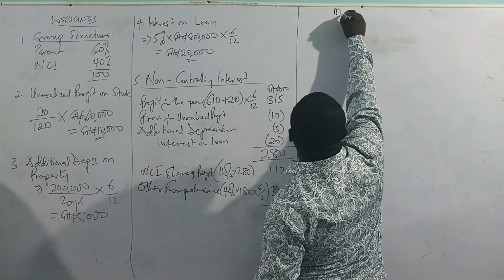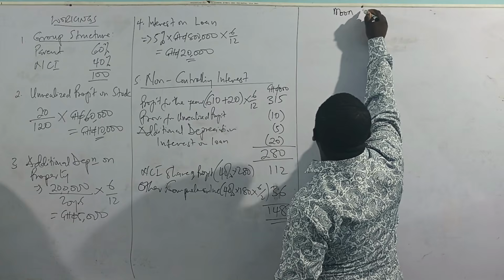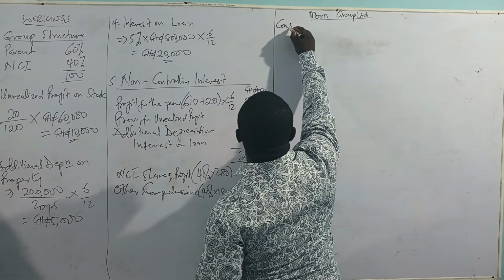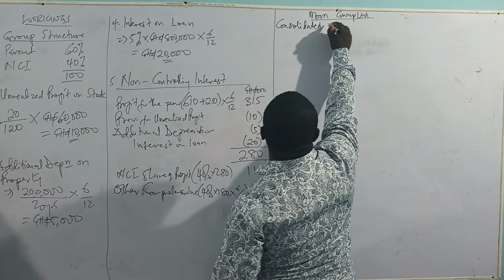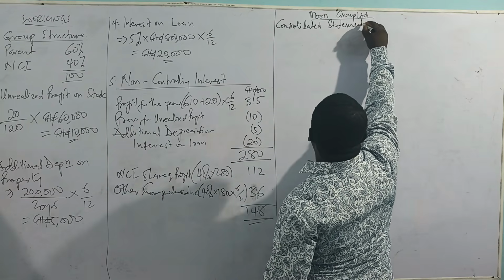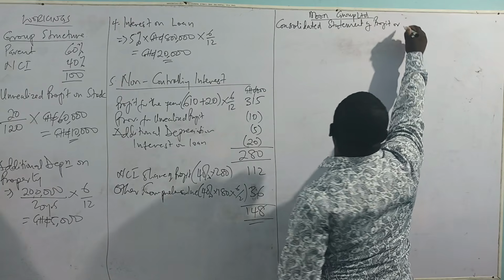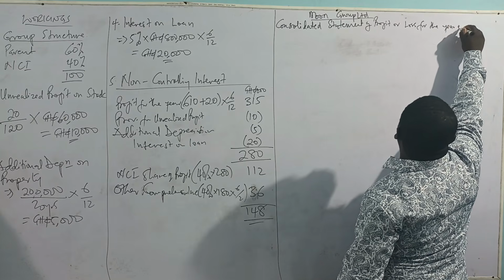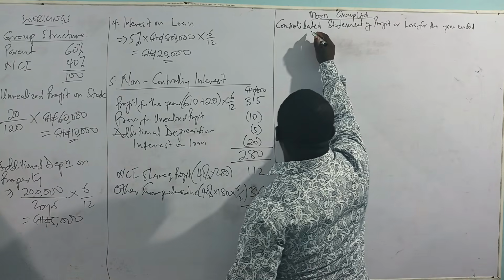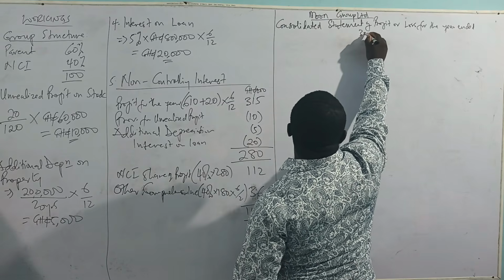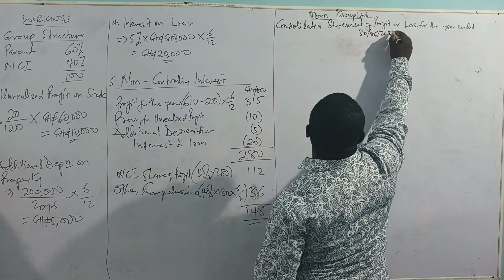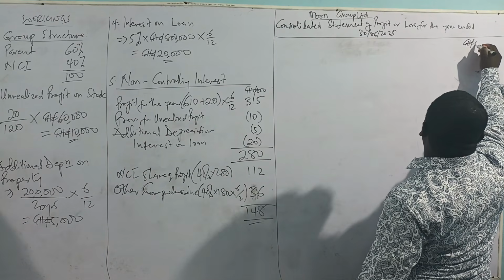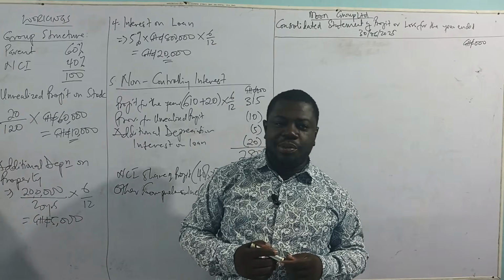So Moon Group Limited, consolidated statement of profit or loss for the year ended 30th June 2025. So let me indicate my currency sign here with 3 zeros, and then we begin.